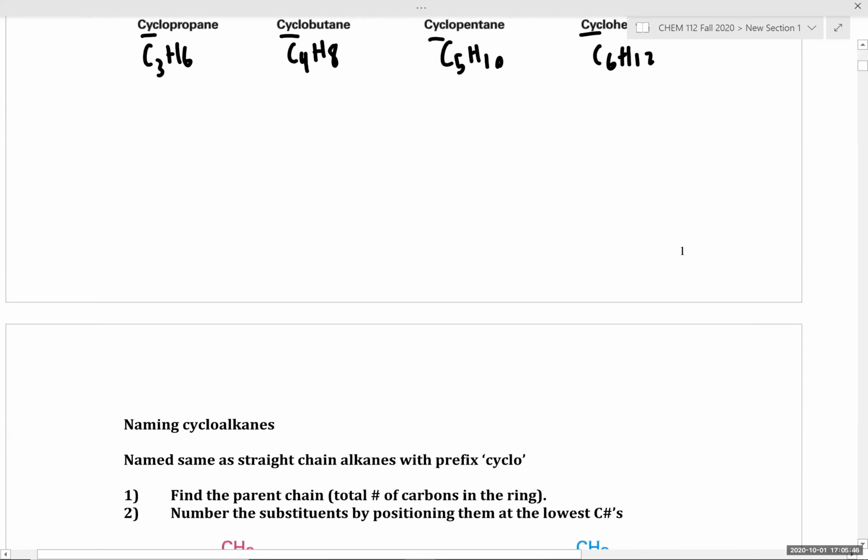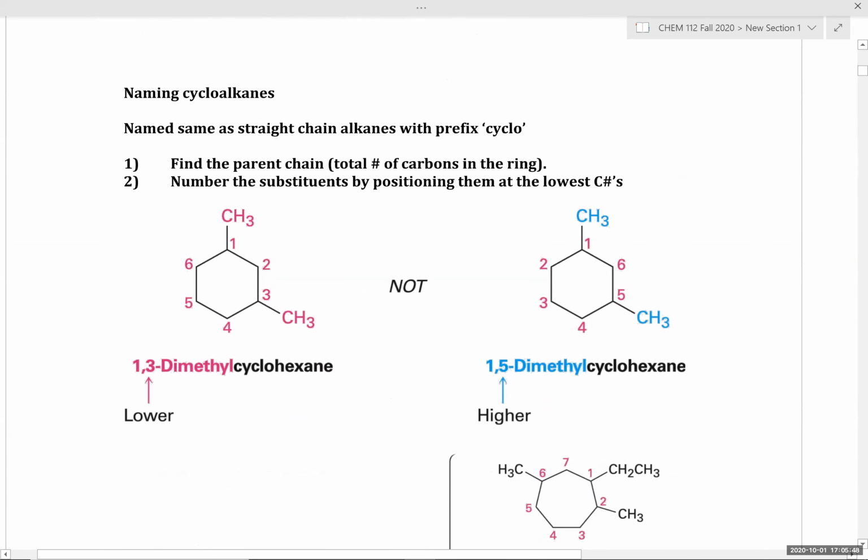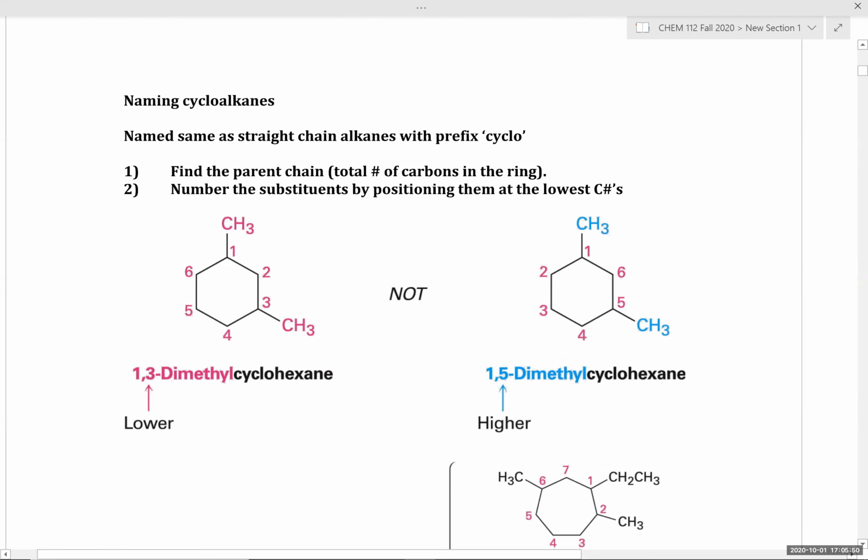So continuing on, let's talk a little bit about naming cycloalkanes. The parent chain is named the same as a straight chain alkane, but with the prefix cyclo. So following our naming and numbering method from our nomenclature section, first we find the parent chain, which is indicated by the total number of carbons in the ring. Then you number the substituents by positioning them at the lowest carbon number.